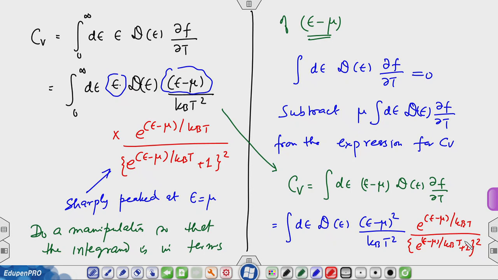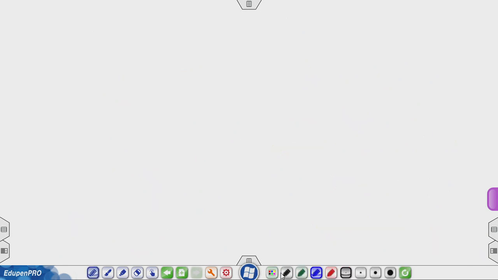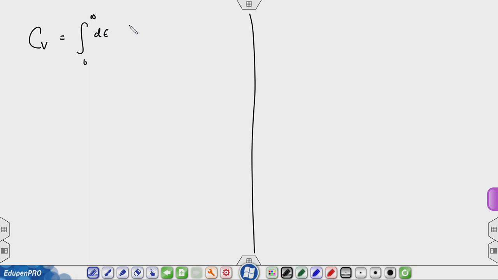But now you see everything is in terms of epsilon minus mu. So the integral is quite easy to perform. This integral is obviously energy is varying from 0 to infinity. So I'm calculating Cv, which is equal to the integral from 0 to infinity dE (epsilon minus mu over kB T)² times that exponential term.